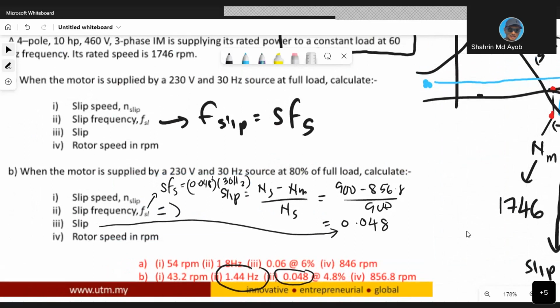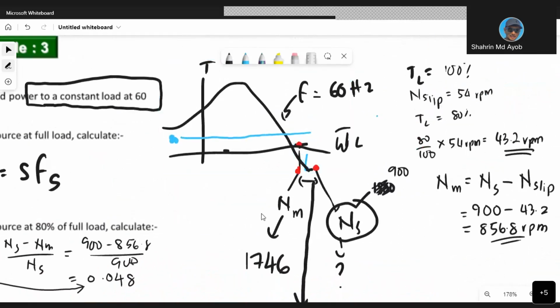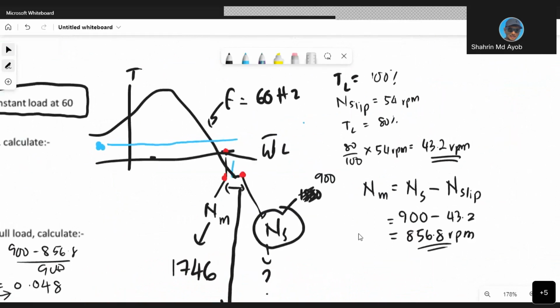Okay, itu saja trik dia, for example the 80% ratio tu lah tadi. You need to know this one. NS remain the same, 900 untuk 30 Hz. Sorry, this one 30 lah sepatutnya, 30 Hz bukan 60. Okay. Semua understand? Boleh faham? Oh, okay.